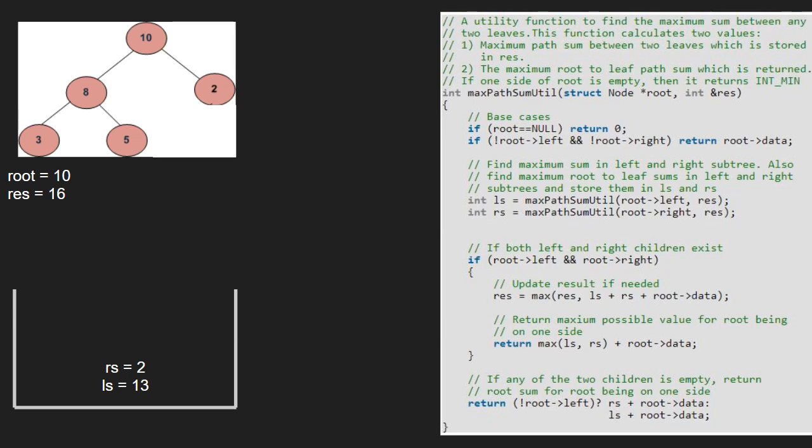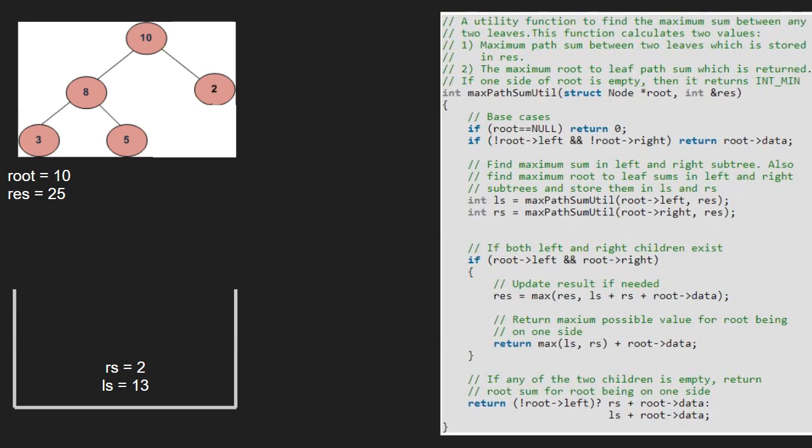Since it is true for node 10, we update res. Since previous res was 16 and ls plus rs plus root's data is 25, so res will be modified to 25. We finish execution for this program and the maximum path sum is 24 for this binary tree.